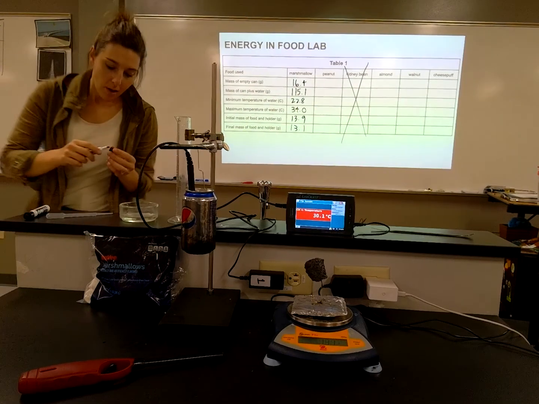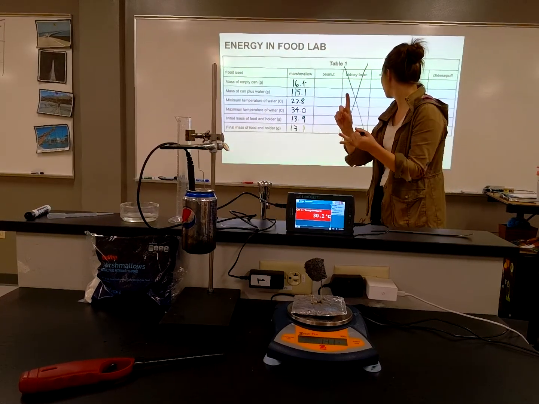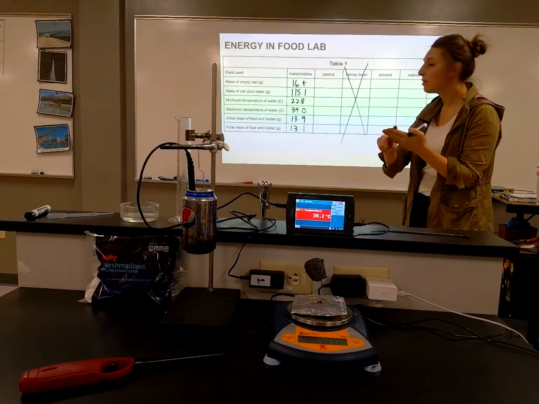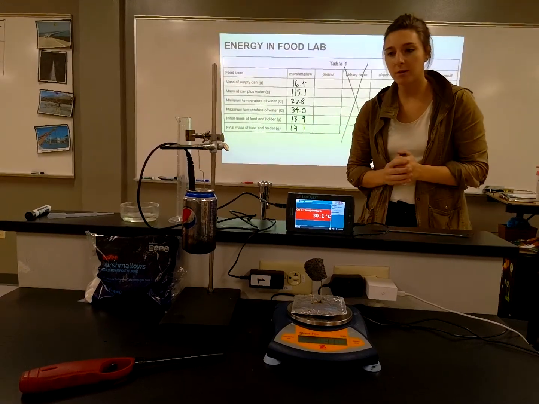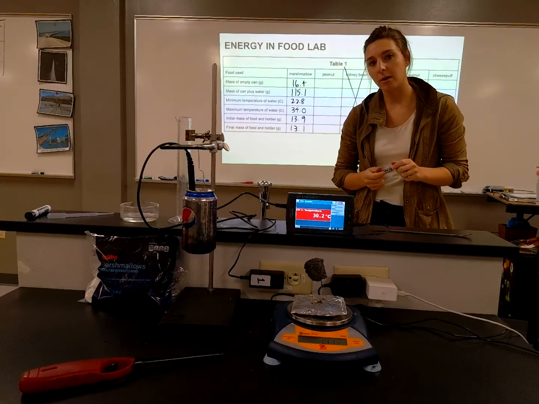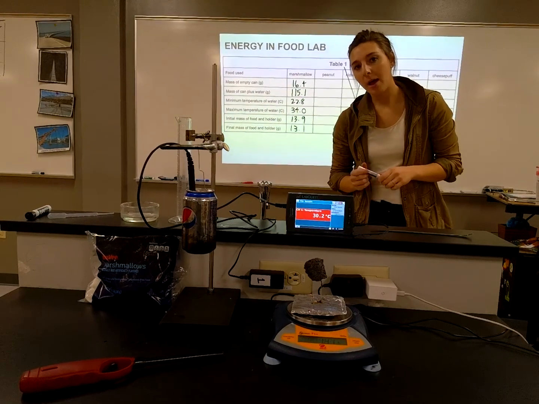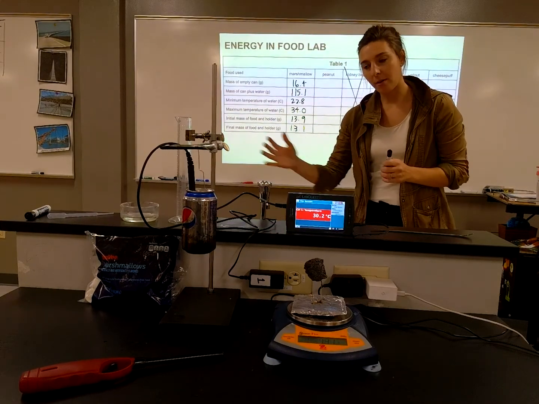All right, so I'm going to show you now the peanut, almond, walnut, and cheese puff. I'm going to zoom in a little bit closer so you can just see these numbers, and you can go ahead and plug those into your table as you watch. All right, so just table 1. We're going to come back and do table 2 after we've collected all of our table 1 data.